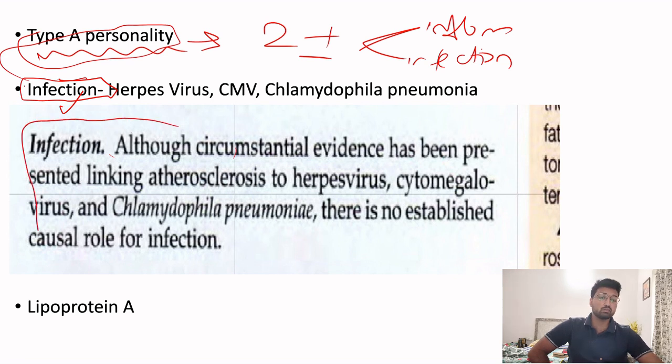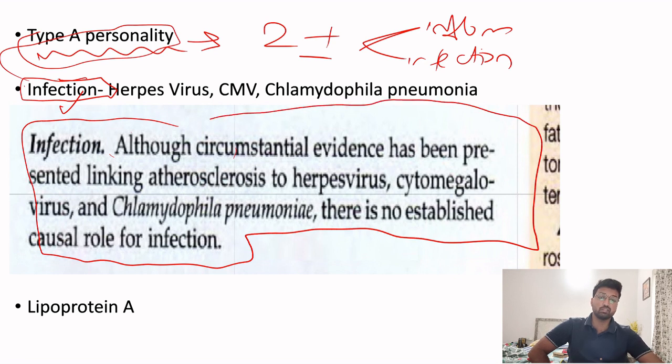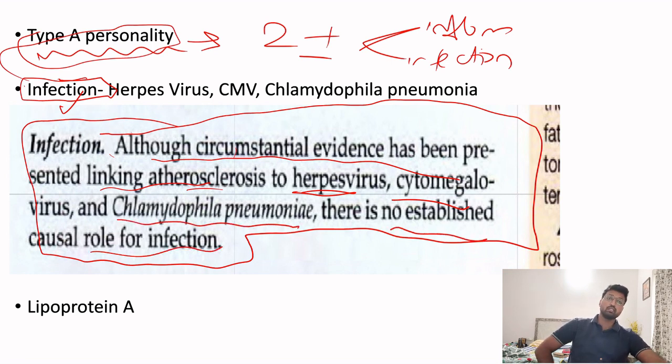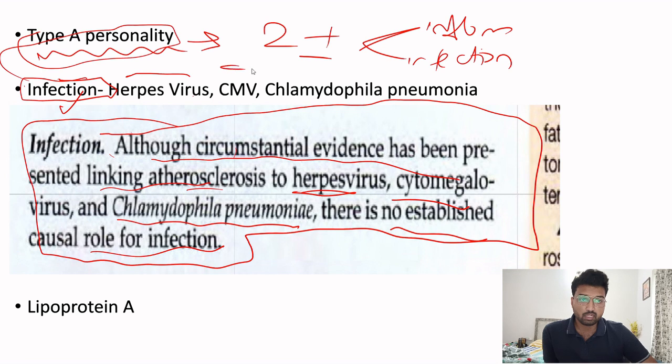Okay, it is given in a very small paragraph in the pathogenesis part of atherosclerosis in Robbins, that although circumstantial evidence has been presented linking atherosclerosis to herpes virus, cytomegalovirus, and Chlamydophila pneumoniae, there is no established causal role for infection. So why these organisms cause atherosclerosis is not known, but there is a link between these organisms and plaque formation. So just remember that herpes, CMV, and Chlamydophila pneumoniae are involved.